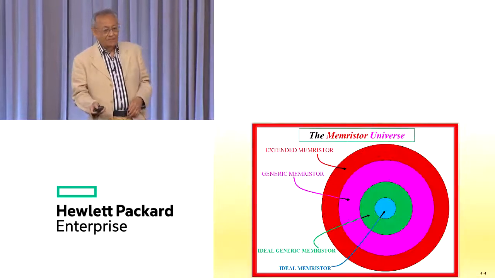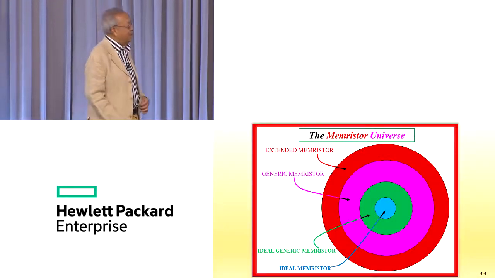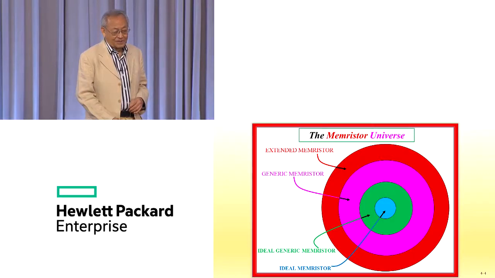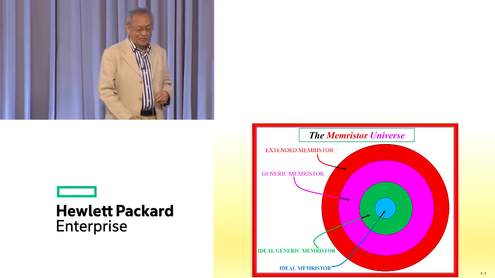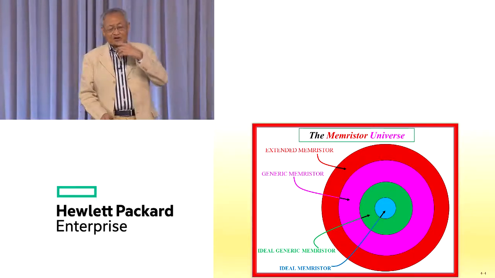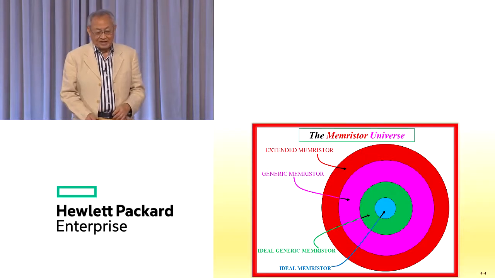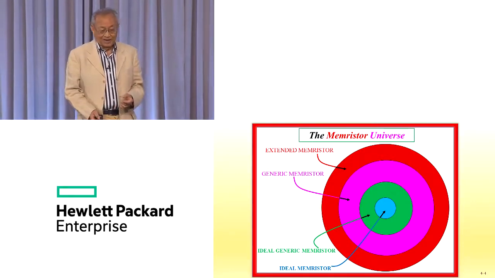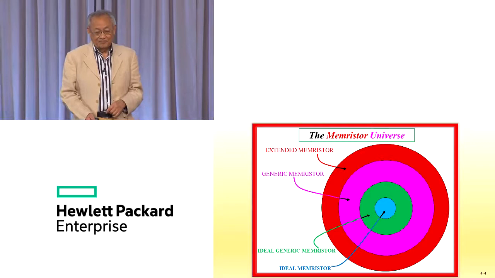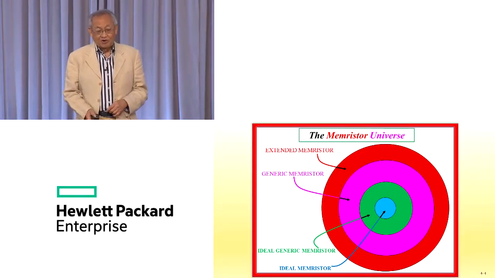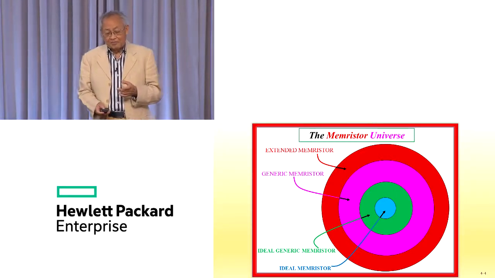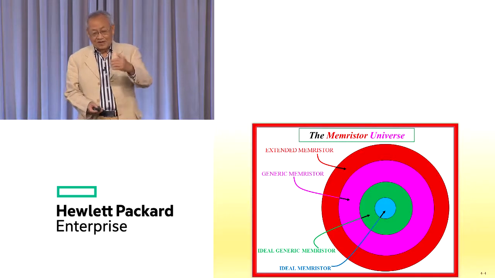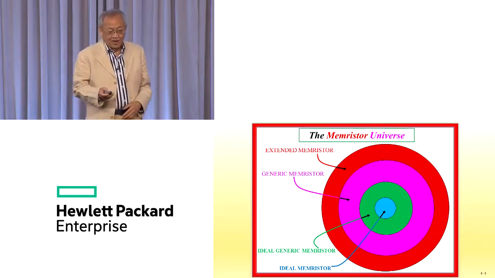All right, let me move on. A quick review. We spoke last time that there are really more general classes of memristor than the ideal memristor at the center blue circle. So this is a Venn diagram. The most general is called the extended memristor, and everything else is actually a special case of that.